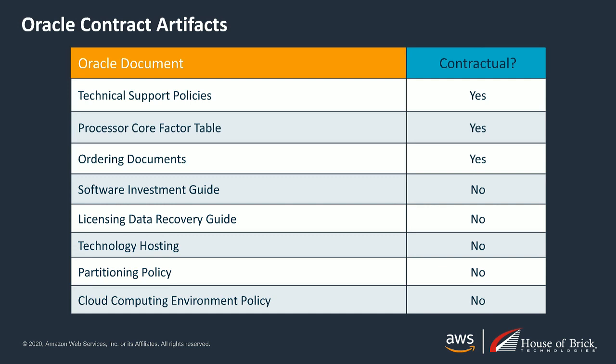There's some other stuff in there that might be interesting to read, software investment guide, licensing data recovery guide, et cetera, that help you understand how Oracle thinks about these things. But if you find something in one of those documents and you're kind of scratching your head saying, that doesn't make sense, or that's not how I think this should work, go check your contractual documents. If there's nothing there backing it up, it might be a point that's open to interpretation or to discussion with Oracle.